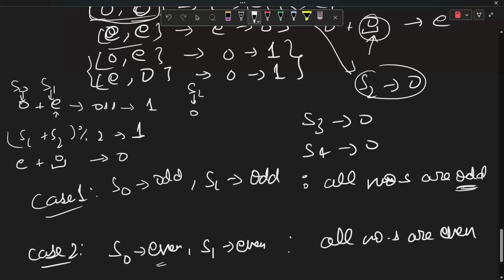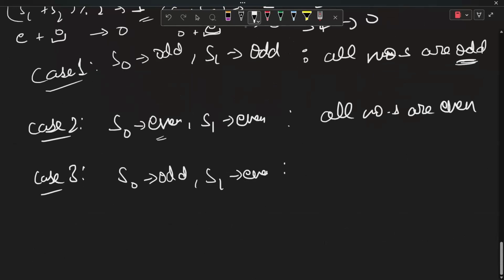Let's think about what S3 is going to be. We have the condition that S2 plus S3 should also be this same value, 1. S2 is odd. So odd plus what is going to make an odd? Odd plus even is going to make an odd. So we concluded that S3 is going to be even. So S0 was odd, even, odd, even. So we are going to get a pattern of odd, even, odd, even, odd, even, like this.